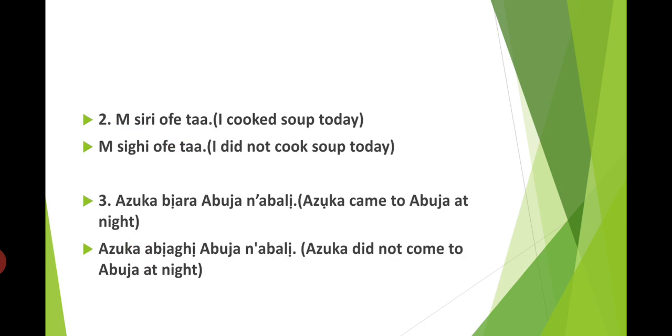Nsiri ofe taa. I cooked soup today. So siri is the verb. So you remove re and then put GHI. Nsịghị ofe taa. I did not cook soup today. Azuka bịara Abuja n'abalị. Azuka came to Abuja at night. Azuka abịaghị Abuja n'abalị. Azuka did not come to Abuja at night.